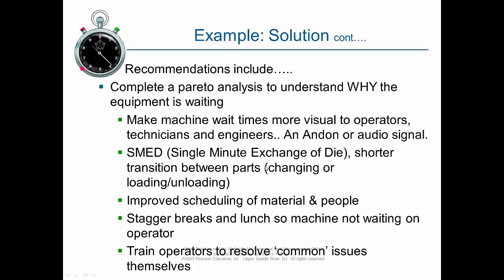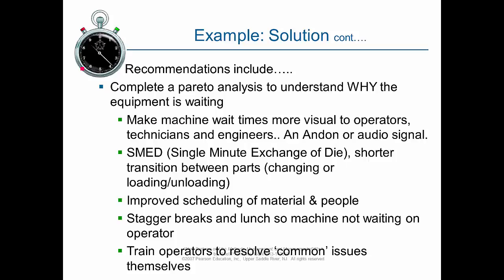Shorter transition between parts. This may be going beyond the idle time only, looking at the study as a whole. Improve scheduling of material and people, so if it's waiting on material or people, that it's not anymore because we have it scheduled correctly. Not too many, but not idle and waiting as well. Stagger breaks and lunch, so the machine's not idle because an operator isn't there to run it. And train operators to resolve common issues. That also would help with the +1 waste, where we take advantage of employee creativity, make the job more interesting, and raise the skill level of the workers.